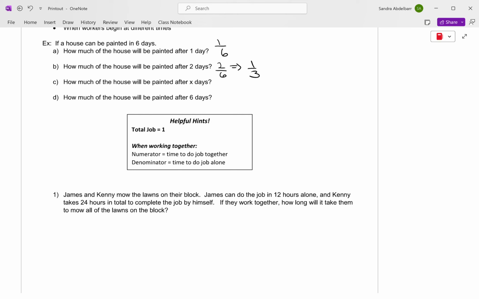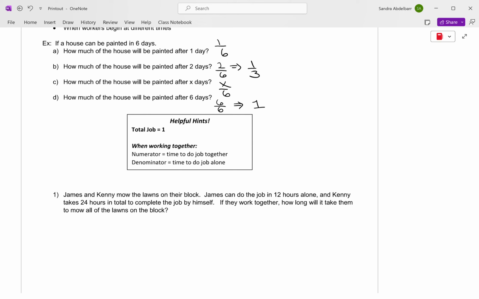All right, what happens if we want to figure out how much of the house will be painted after X days? What should we do? How would we represent that? James? Like x over 6. X over 6. All right, how about after 6 days? Wouldn't it be 6 out of 6, which is 1 whole?